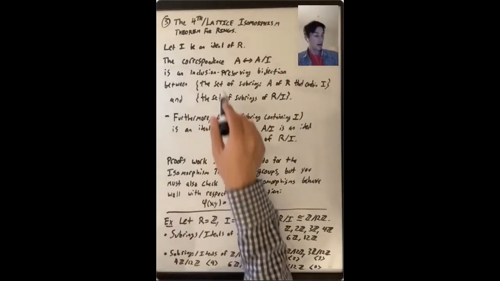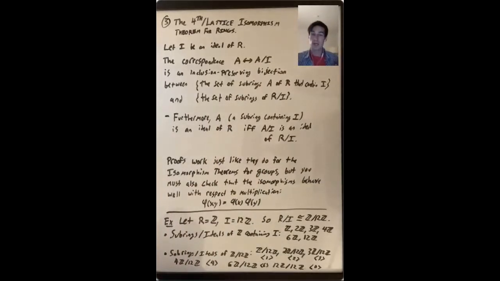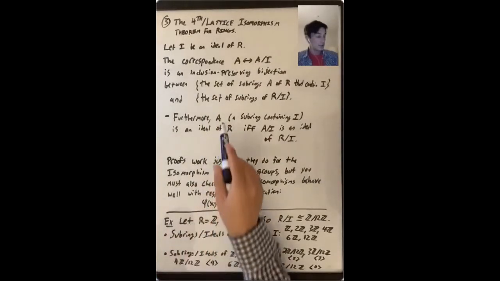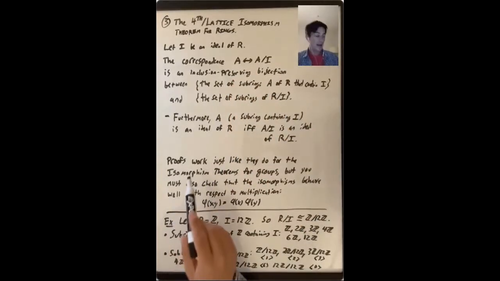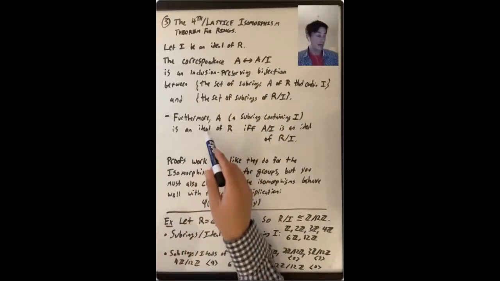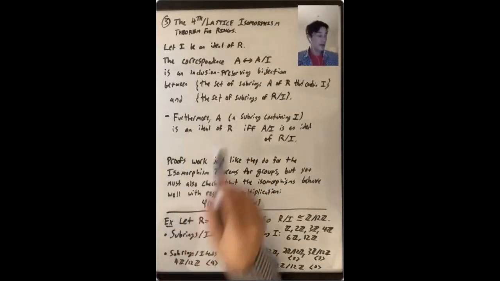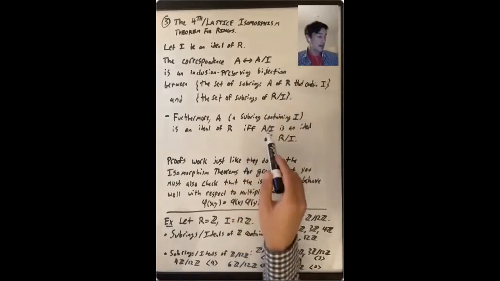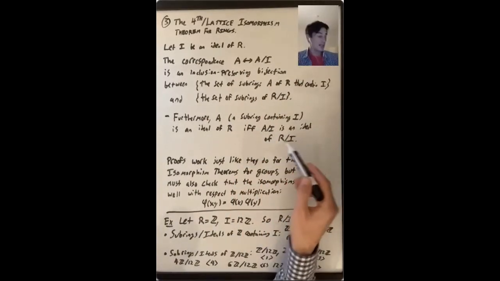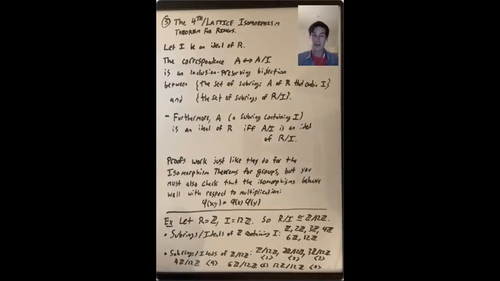Furthermore, this correspondence preserves the property of being an ideal. So A, on this side, one of these subrings that contains I, has the additional structure of being an ideal of R if and only if A mod I, this subring of R mod I on the other side, has the property of being an ideal of R mod I.